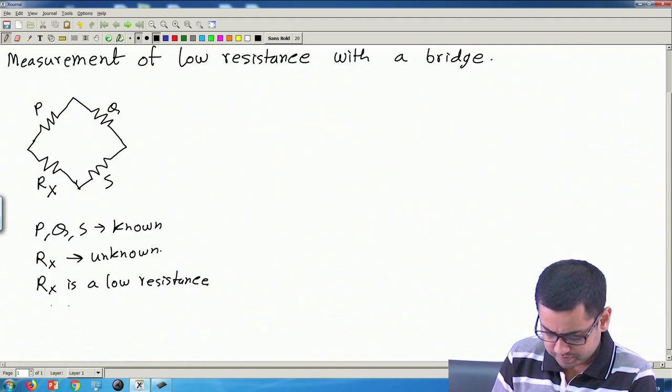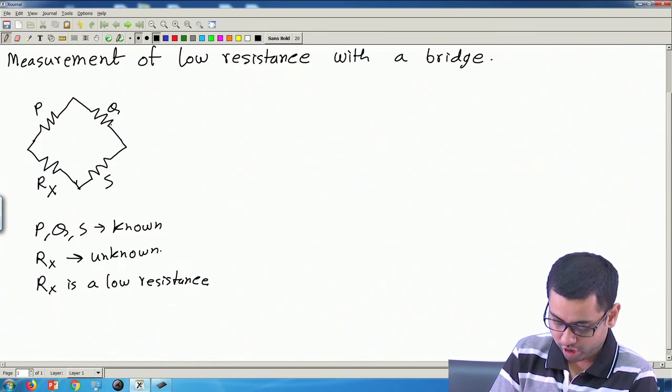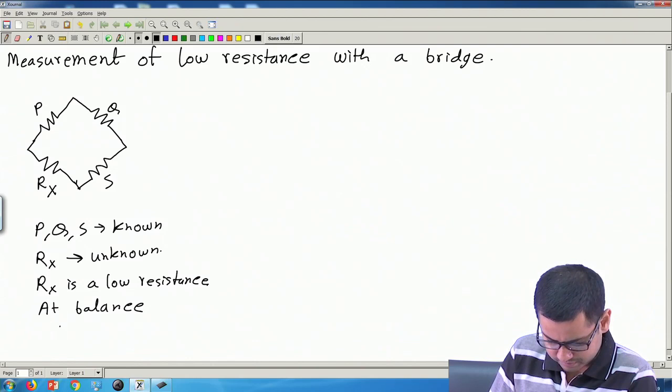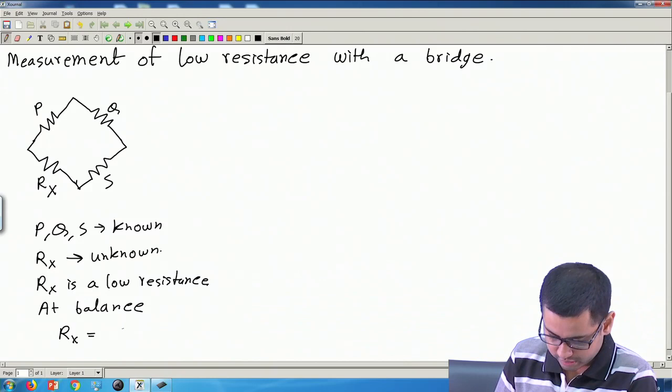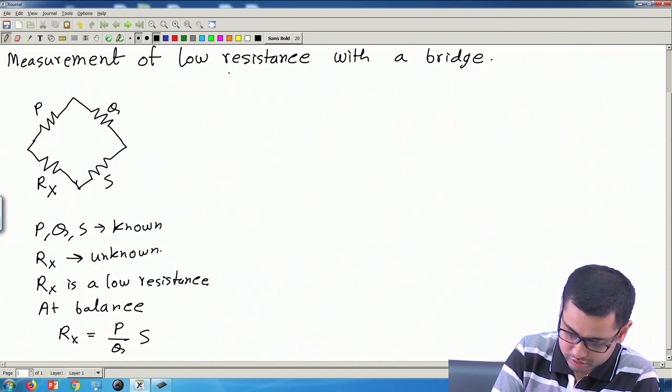Okay. Now, if Rx is a low resistance, then we may need possibly another resistance which is small. Why? Because at balance, we will have Rx is equal to P by Q multiplied by S, and we will run into problem if any resistance is small. So, we can choose possibly say P and Q to be of higher or medium value.